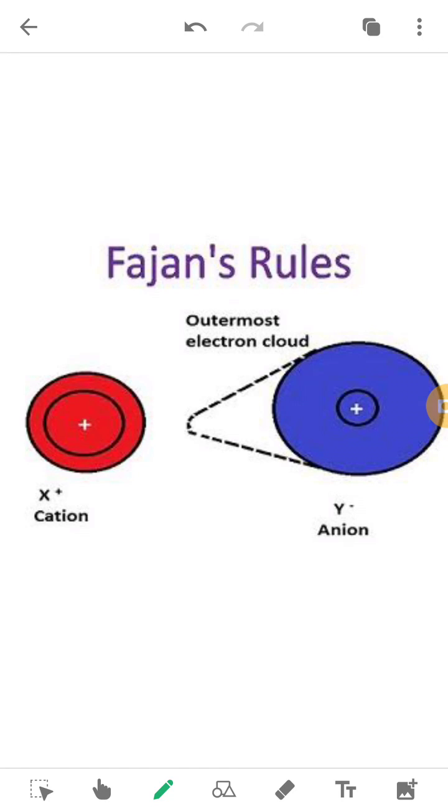Good morning, students. Today we'll be learning about polarization. Later we will be seeing Fajan's rule. Please understand polarization first, very nicely, to understand Fajan's rule better.